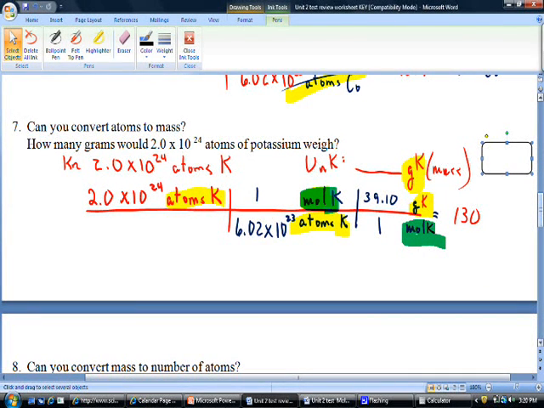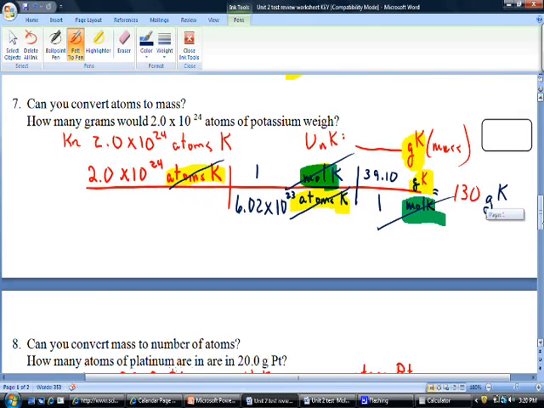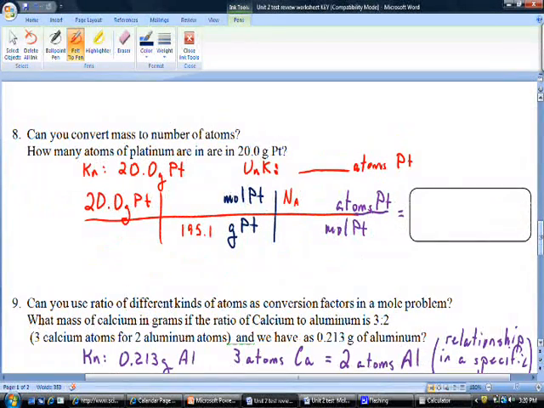130. 130 what? Well, yeah, we've got to have the unit or we don't get credit. The atoms canceled out, the moles cancel out, and we're left with grams of potassium. You've got to have that to get all your points for these problems, remember? So in this particular problem, the skill you're demonstrating is that you can convert from mass to number of atoms.